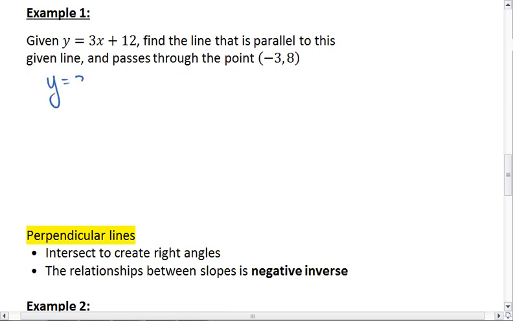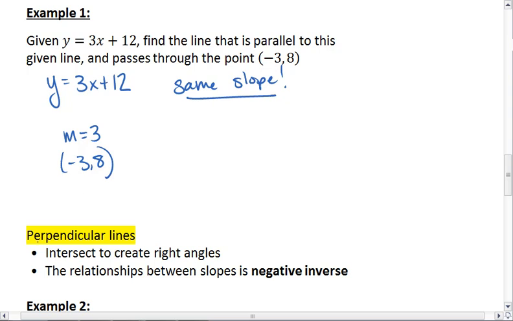We're given y equals 3x plus 12. Since the lines are parallel, we know we are looking at the same slope. So in our new line, m has to be 3. We are also given the point negative 3, 8. You can choose what form to use here. You can choose point-slope form or slope-intercept form or standard form if you want. I'll go through both point-slope form and slope-intercept since I think those would be the two most common choices.